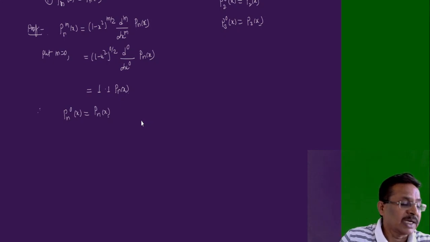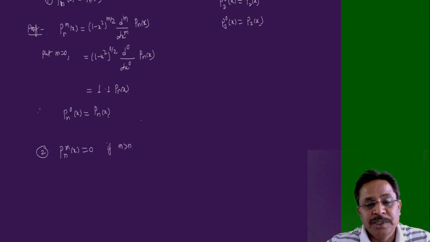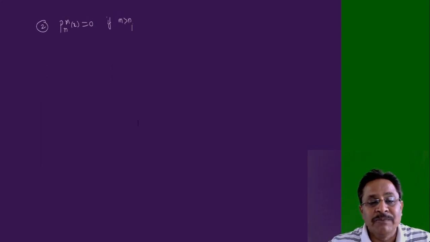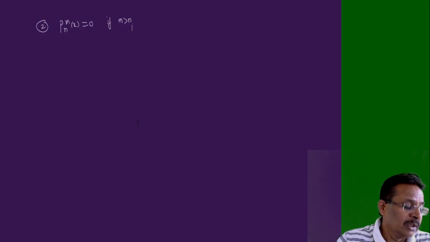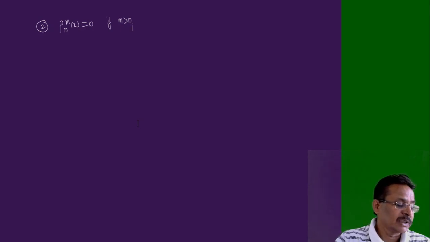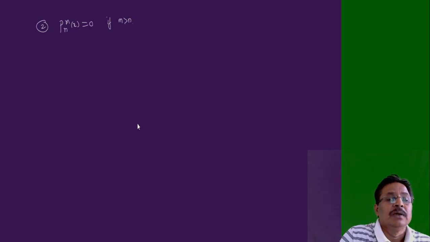Okay. Then second, number 2, another very important property. P_n^m(x) is equal to 0 if m is greater than n. That means if the order of the associated Legendre polynomial is greater than the degree of the normal Legendre polynomial, then all such associated Legendre polynomials are found to be simply 0. So let's prove this.